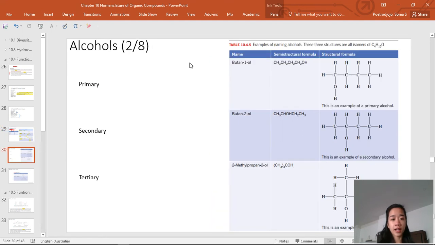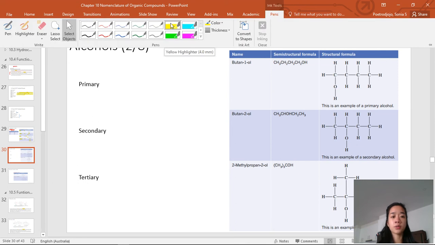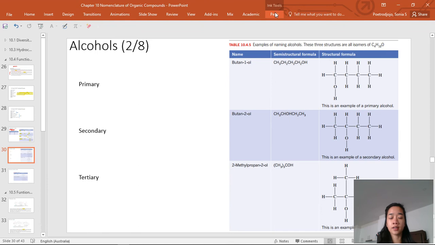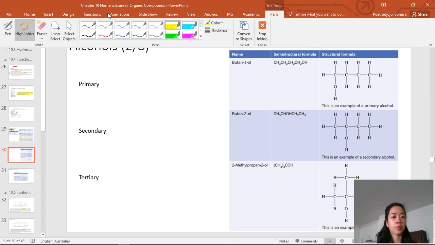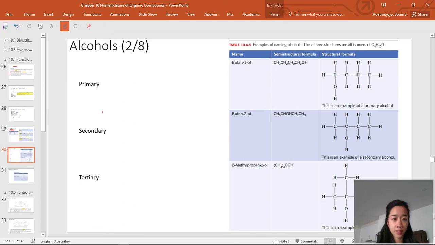We'll now move on to alcohols. In alcohols, we've got primary, secondary, and tertiary alcohols. So here's an example of primary, secondary, and tertiary. Now, in primary alcohols, it's saying that it's only attached to one other carbon. And then it just continues, dot, dot, dot.